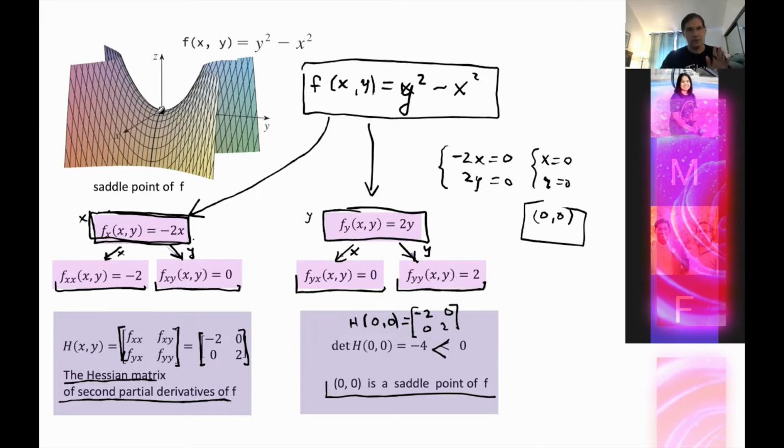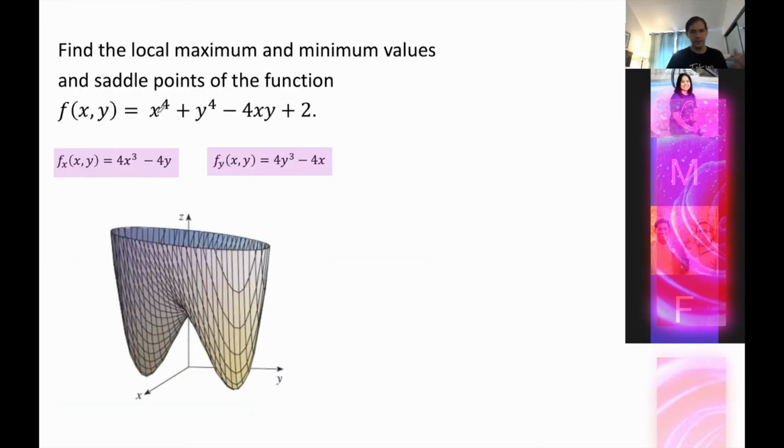And I want to give you one more example of the same kind of situation. Question is exactly the same. Question is this: find the local maximum and minimum values of a given function, and also find saddle points of a given function. And the given function is this one. The given function is f of xy, x to the fourth plus y to the fourth minus 4xy plus 2. See, this is how the function looks like.